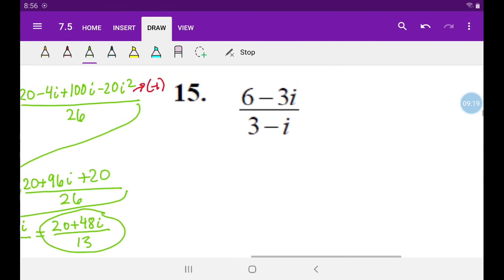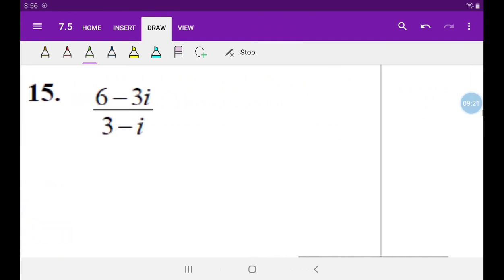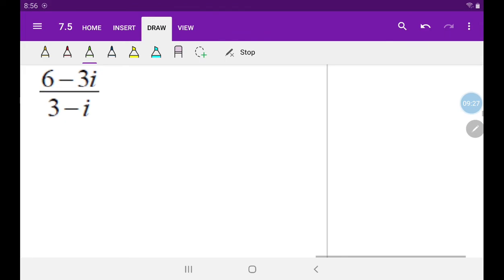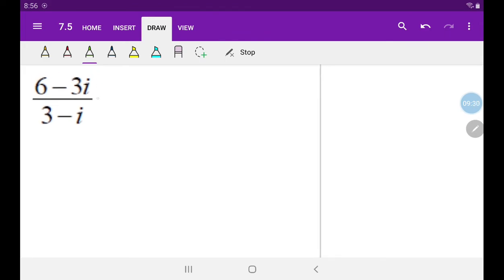So 15 looks a little different from the other ones we've seen in that your denominator has subtraction in it. Well, that's no big deal. That just means our complex conjugate is going to have addition. So we'll multiply this by 3 plus i over 3 plus i.